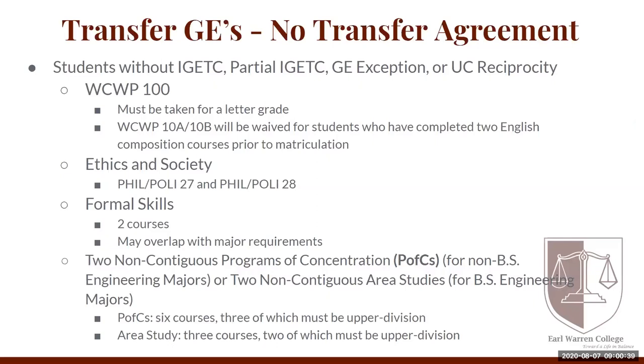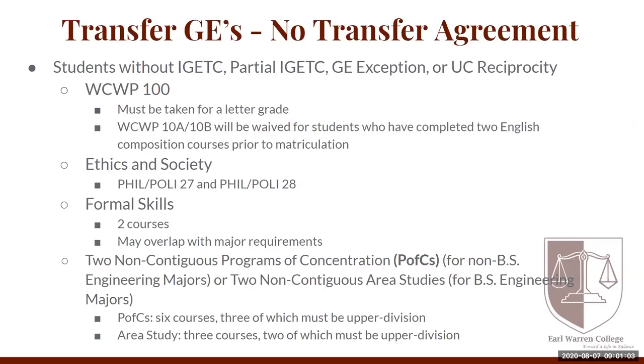For those who have to take programs of concentration, programs of concentration are required for all majors, with the exception of our students pursuing a BS within the Jacob School of Engineering. You must complete 2 PFCs. Each PFC contains 6 courses, 3 of which must be upper division. 1 program of concentration must be from each discipline that is non-contiguous, again, non-related to your major discipline.